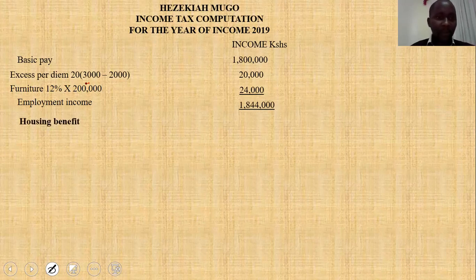Now look at this. Housing benefit, this is how we compute. We are told that the market value of the house is 18,000, and that's why we are multiplying 18,000 times 12, or we take 15% of 1844. So we compare the two answers, and the higher of these two would actually be 276. You can compute, and you see that 15% will give us a higher value, which is 276.